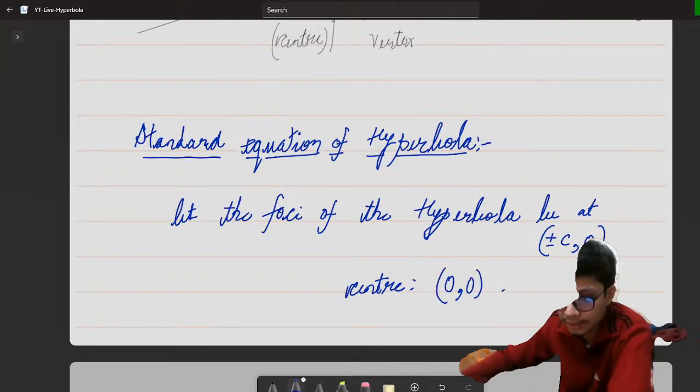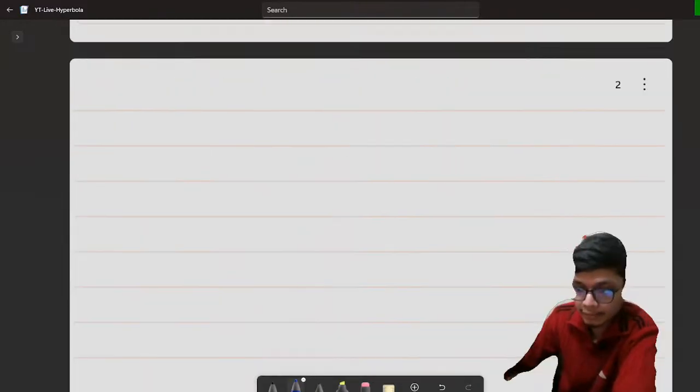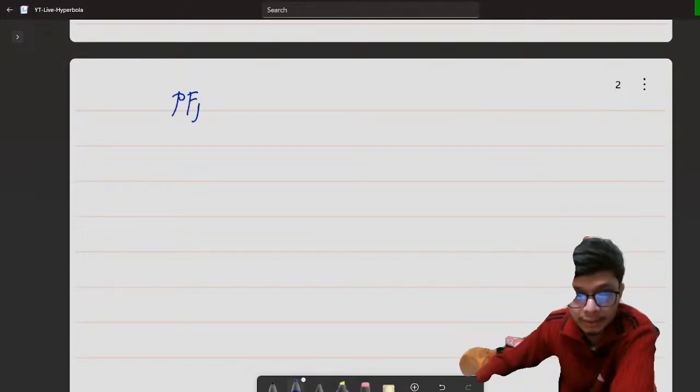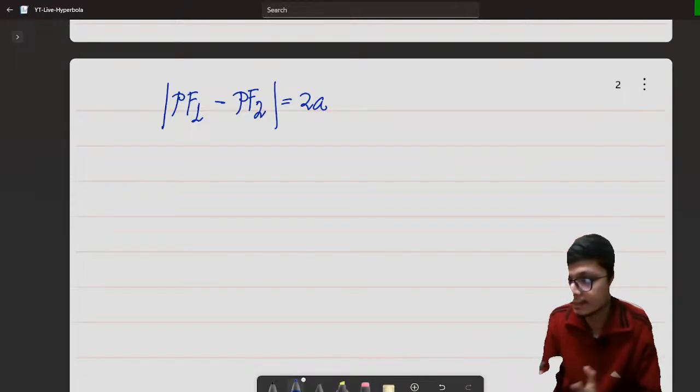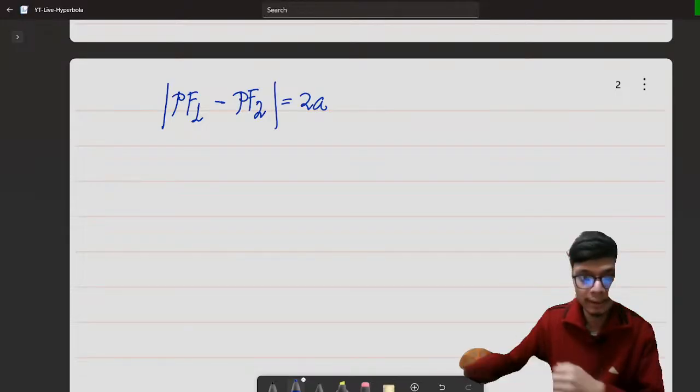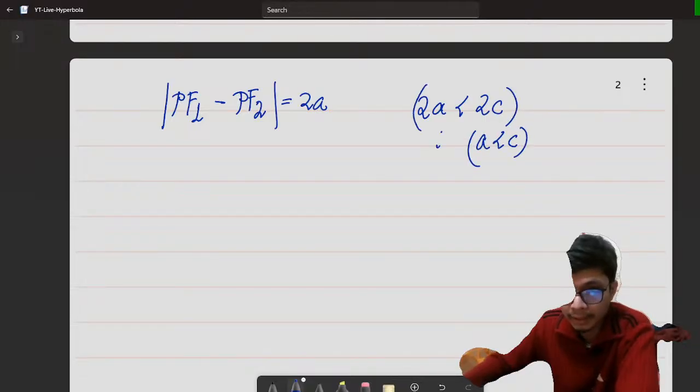Now according to the definition, if I take any point and take the distance from the fixed point f1 and the other fixed point f2 and take the difference of these distances, this should come out as 2a, which is a constant. So I'm calling this constant 2a. This derivation follows a similar expression to what we have seen in the case of the ellipse. Let us say that this 2a distance is less than 2c. That means here a is less than c. That is what I'm going to define.